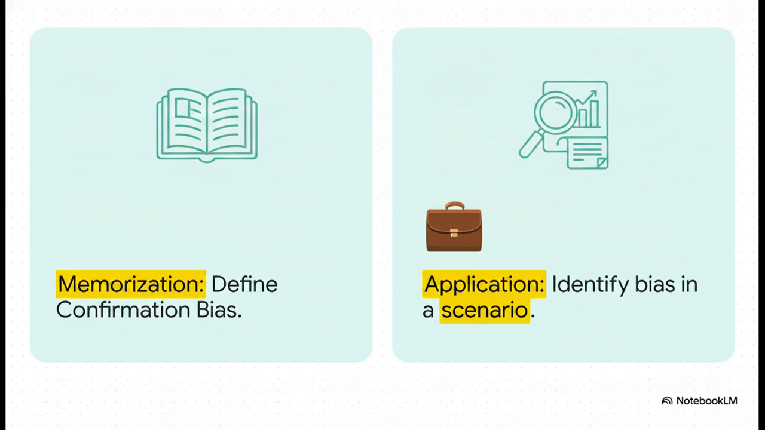Instead of just asking for a dictionary definition of confirmation bias, which really only tests memory, use a mini narrative. The application question presents a stubborn investor ignoring terrible news about his supply chain and clinging desperately to one single positive press release. Identifying the bias in this scenario proves the student actually understands how the concept works out in the real world.